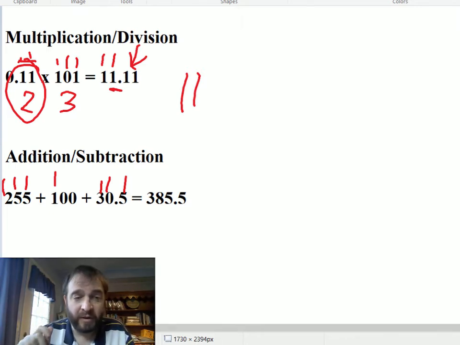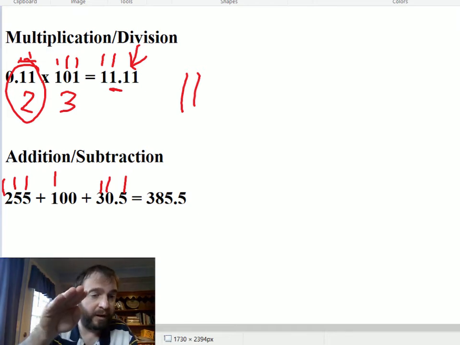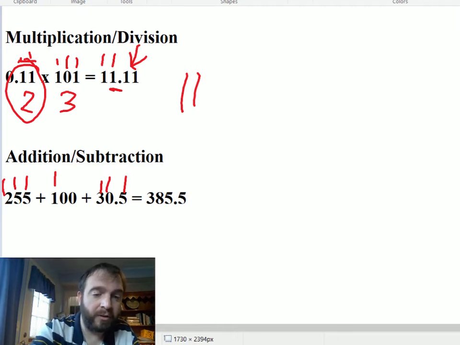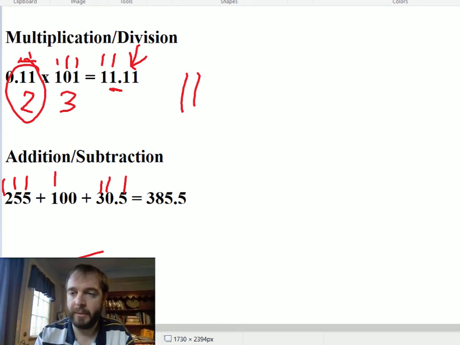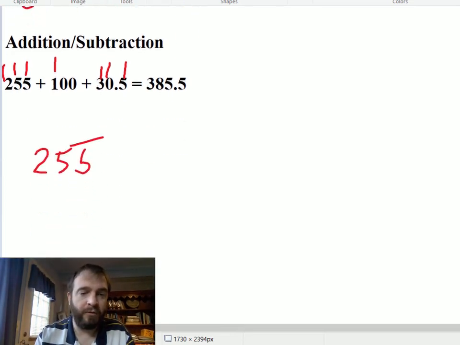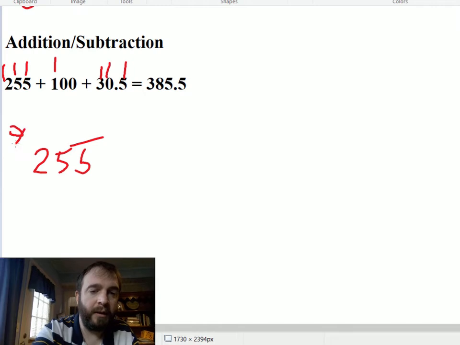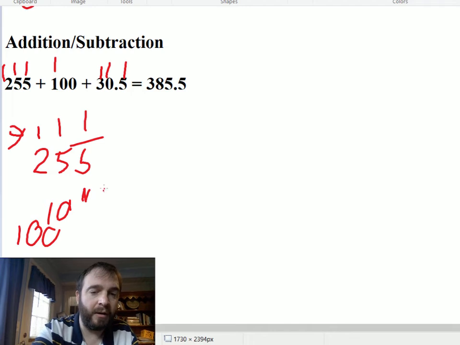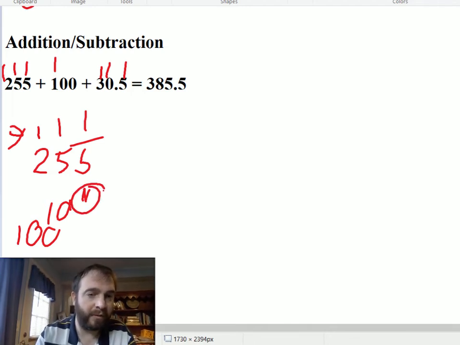In addition and subtraction, it has nothing to do with the number of significant figures like it does with multiplication and division. It has to do with the place. So we're going to move across to the left. For 255, let me go ahead and pull that up here so you can see it. For 255, we start this way. Is this significant? Yes, that's the 100s place. Is this significant? Yes, that's the 10s place. Is this significant? Yes, that's the 1s place. It stops there. So this one stopped at the 1s place.